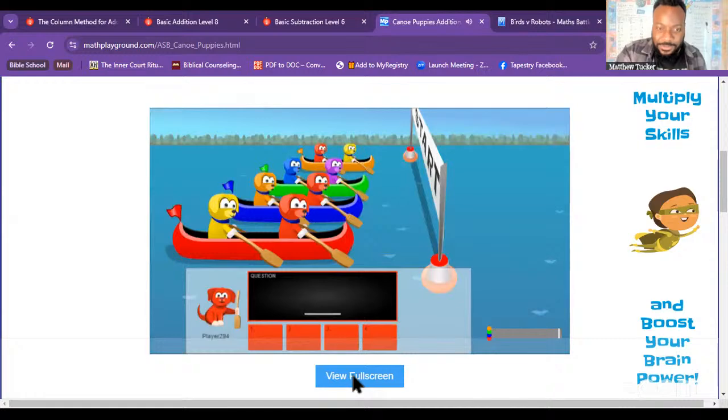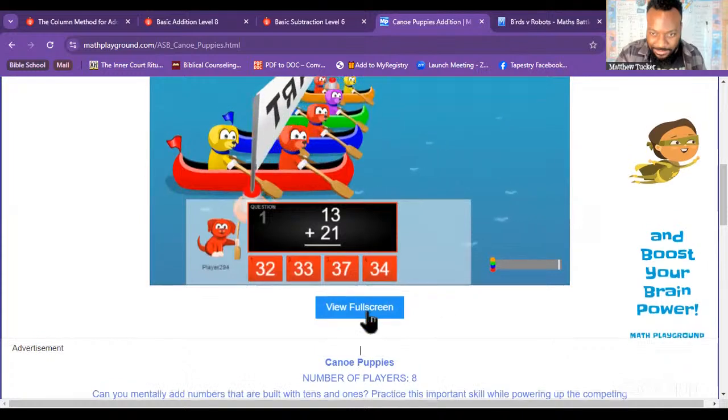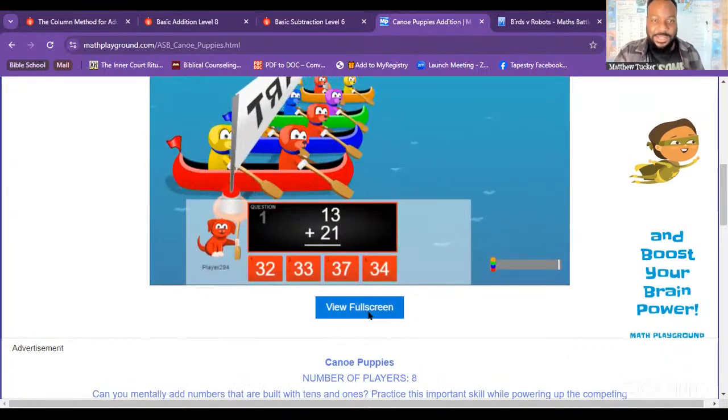Let me make it full. Can it go full screen? Click the full view full screen. Ah, there we go. That's better.